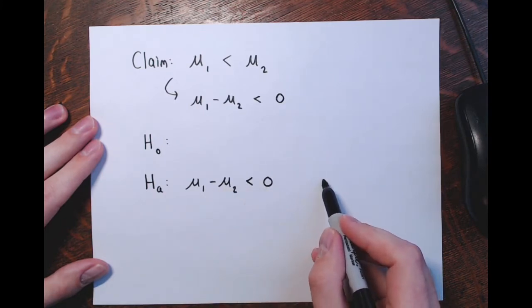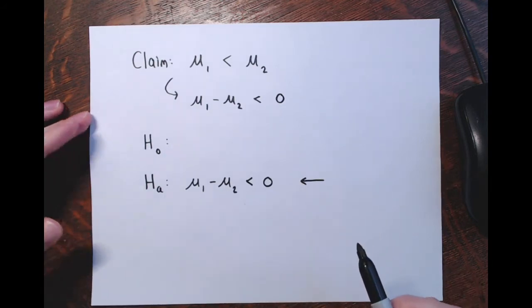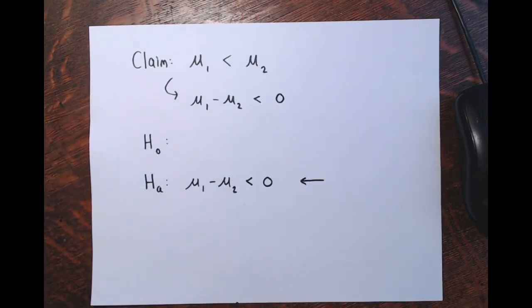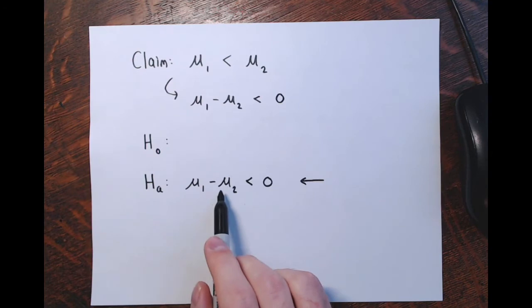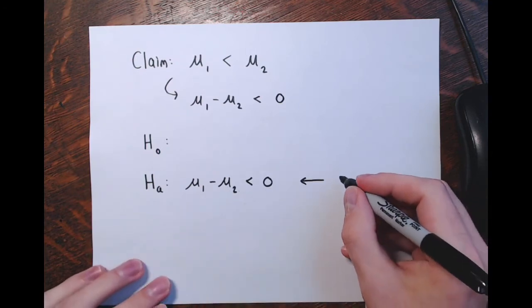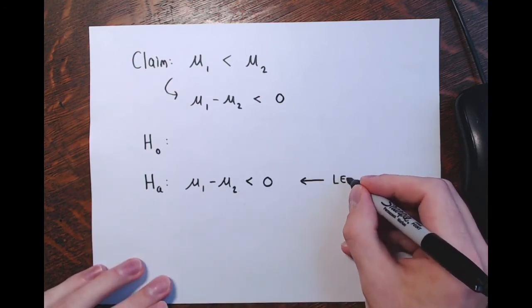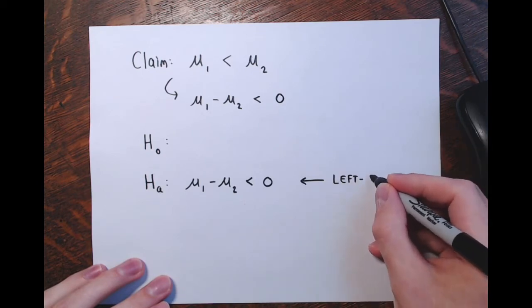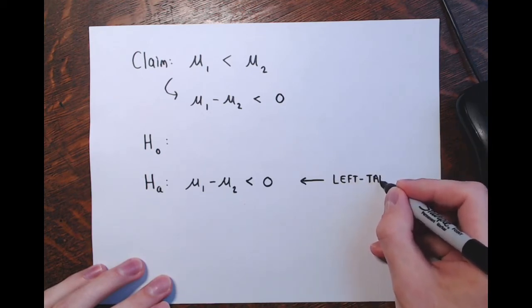And then from the way the alternative hypothesis looks, you can say what kind of test you're running. This is the parameter is less than 0, less than a value. So this is a left-tailed test. All right, this is a left-tailed test.